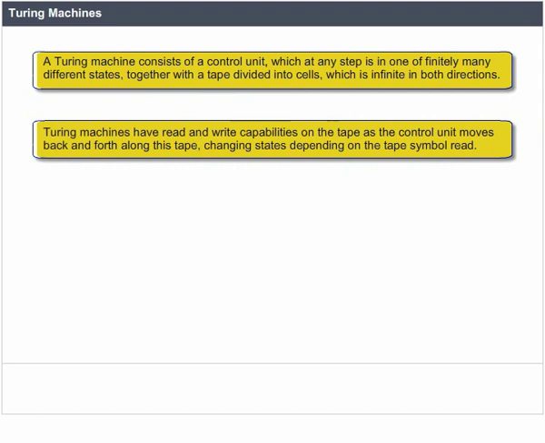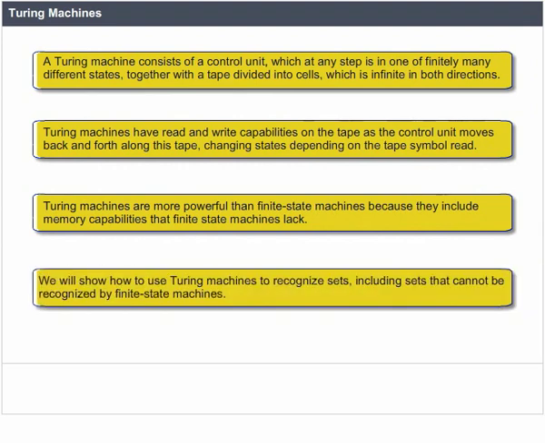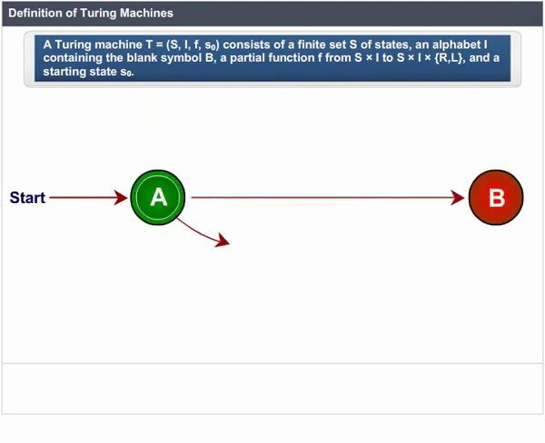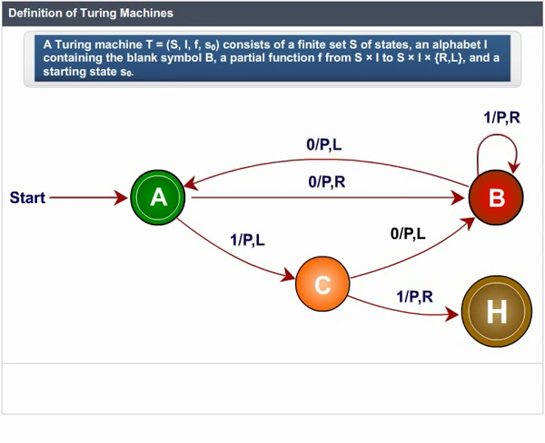Turing machines are more powerful than finite state machines because they include memory capabilities that finite state machines lack. We will show how to use Turing machines to recognize sets, including sets that cannot be recognized by finite state machines. Definition of Turing machines. A Turing machine T = (S, I, f, S0) consists of a finite set S of states, an alphabet I containing the blank symbol B, a partial function f from S × I to S × I × {R, L}, and a starting state S0.